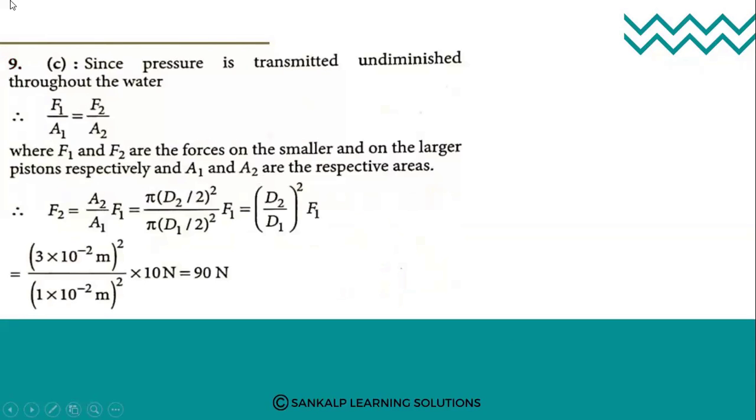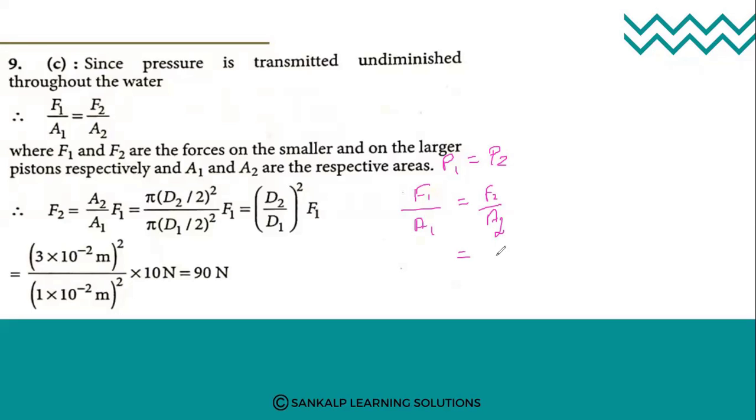See how to simplify this one. As we know, according to Pascal's law, the pressure exerted will be equal. Therefore, we can say that the pressure of the smaller piston is equal to the pressure of the larger piston. So that is P1 is equal to P2. So it is F1 upon A1 is equal to F2 upon A2. F1, F2 are the forces on the smaller and the larger pistons respectively, and A1, A2 are the areas.